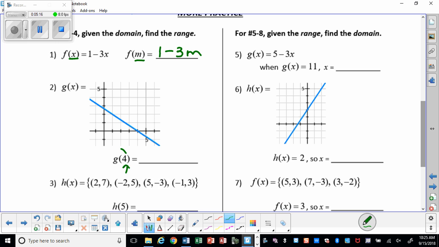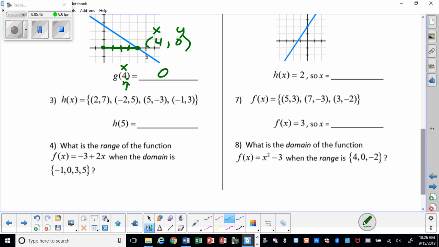All right, I know that x is equal to 4. So 1, 2, 3, 4. This point here has an x value of 4. Well, what's the y value? Right, this is my y-axis. If I go over here, the y value is 0. So g of 4 is equal to 0. If 4 goes in, 0 comes out. All right, my x value is 4, y value is 0.